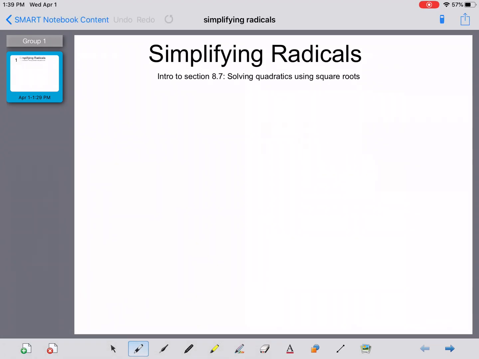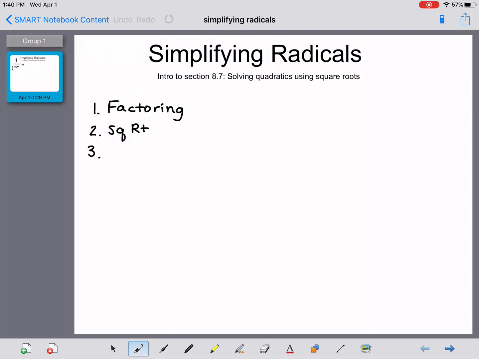Okay, we're going to continue on in chapter 8 with a new method of how to solve a quadratic. If you remember from the other lesson, there were 5 methods. There's the factoring method, which is the one we just spent 2 days on. There's the square root method, which we're going to do today.